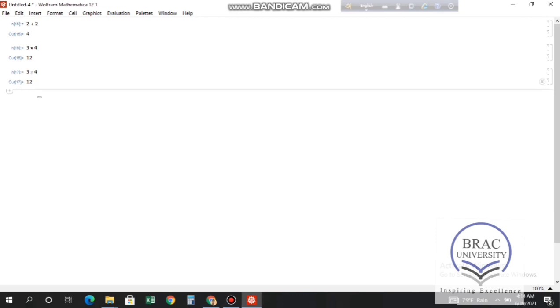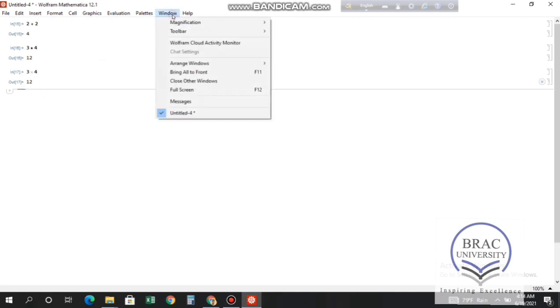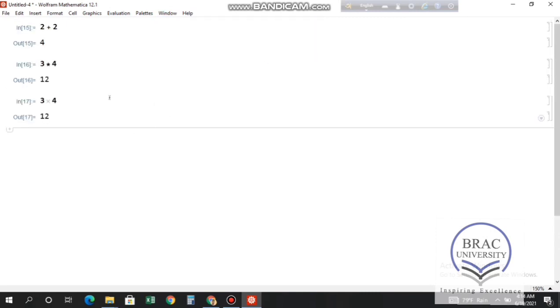I find the type a bit small, so if you come up here to window and magnification, you can just bump this up. Let's push it up to 150%.